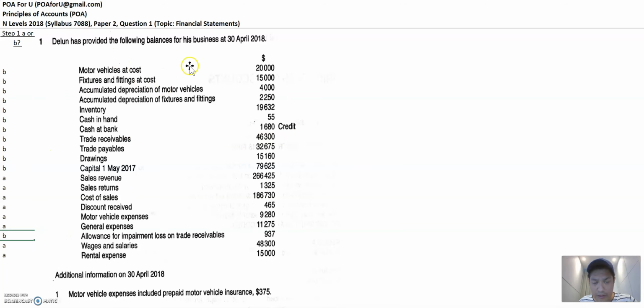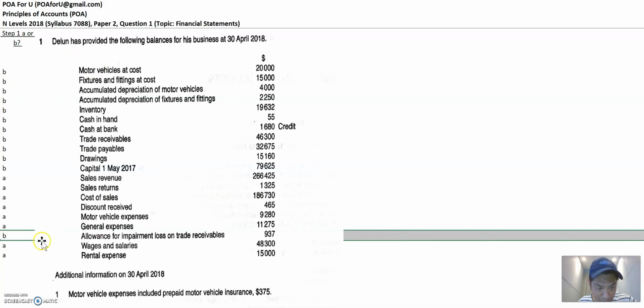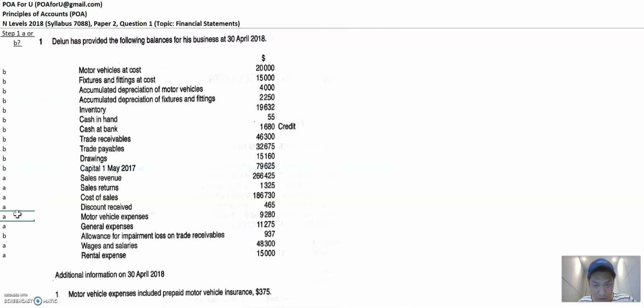Of course, in some questions you would have the trial balance more jumbled up. Here, I think the examiner has done a bit of a trick by putting the allowance for impairment amongst all the other statement of financial performance items, but then they slipped in a statement of financial position item. So thank goodness we caught that.